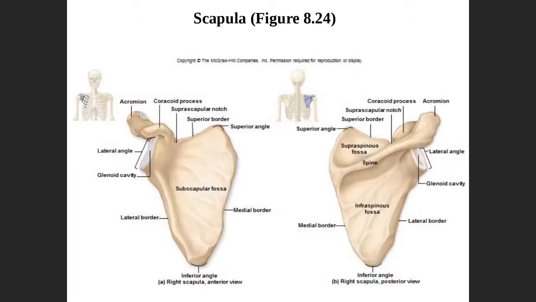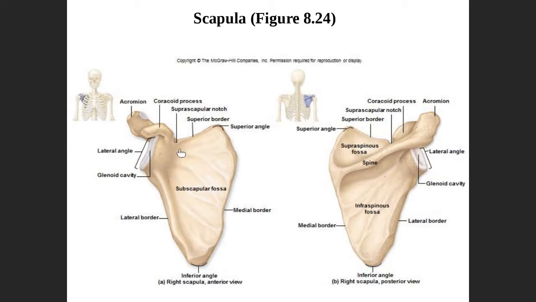All right, so if we look here on our pictures, here's the posterior view, here's the anterior view. Here's the spine. At the end of the spine is the acromion. Above the spine, supraspinous fossa. That's where supraspinatus sits. Below the spine, infraspinous fossa. That's where infraspinatus sits. This is where your arm is. Your armpit's going to be here. Here's the lateral border. Here's the medial border. Here's the superior border on top.